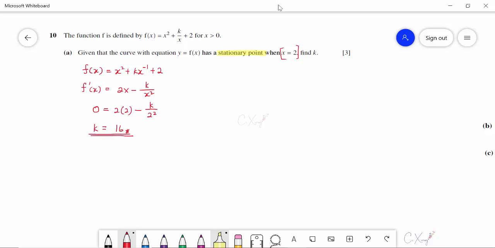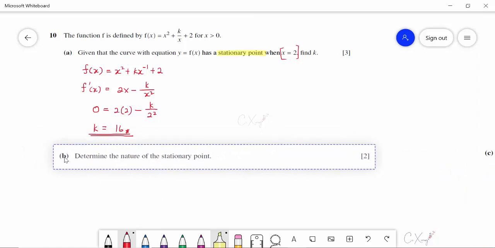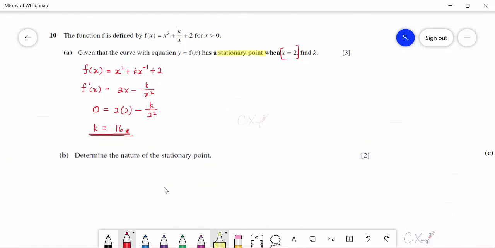Okay, so this is what we have for part A. All right, then now we continue to part number B. For part B, they want you to determine the nature of the stationary point. To determine the nature of the stationary point, you need to go through with the second derivative.